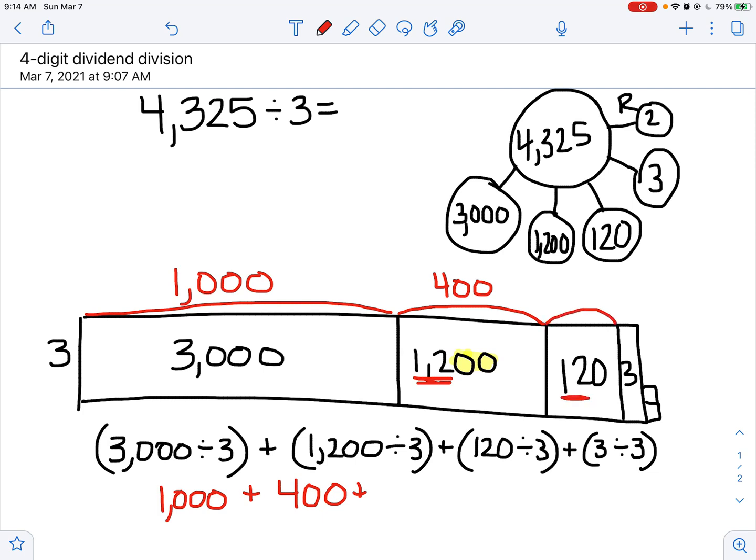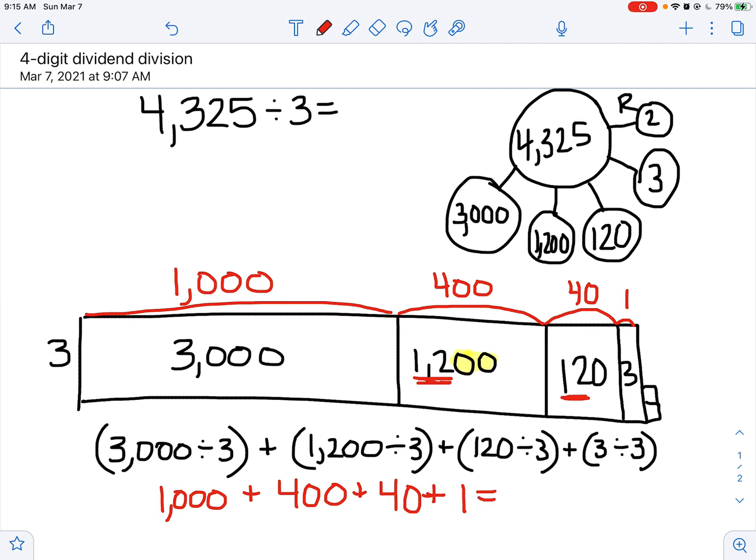Now, if we know 1,200 divided by 3 is 400, we also know 120 divided by 3, because we still have that basic fact of 12 divided by 3, which is 4, but then we've got our 0 to shift our place value over by 1 because we're going to talk about tens. So we've got 40, and 3 divided by 3 we know is a 1. Whoops, my plus sign is a little wonky there, guys, sorry.